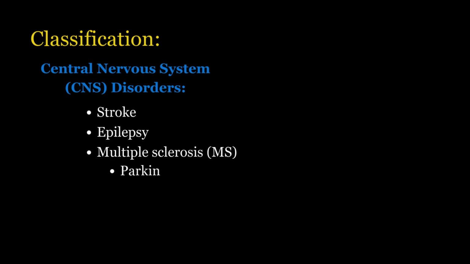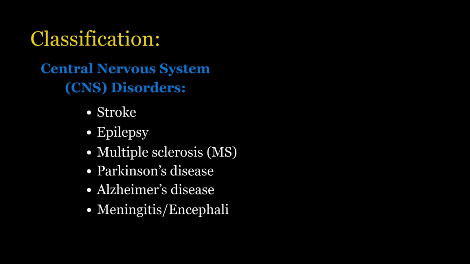Central nervous system disorders include stroke, epilepsy, multiple sclerosis, Parkinson's disease, Alzheimer's disease, infections like meningitis and encephalitis, and brain tumors. These conditions affect the brain and spinal cord, often resulting in widespread and serious neurological symptoms.